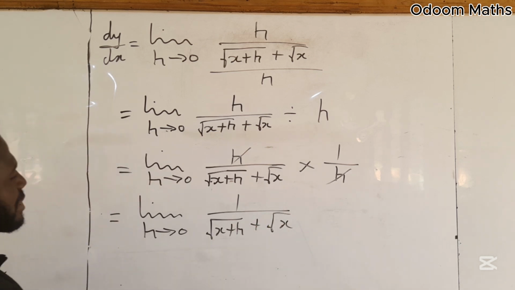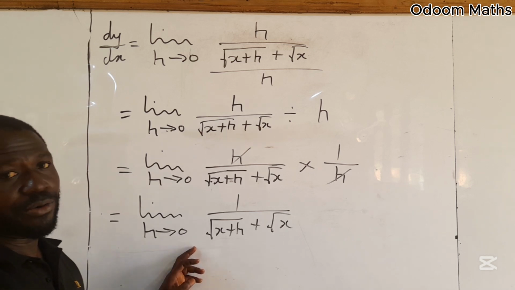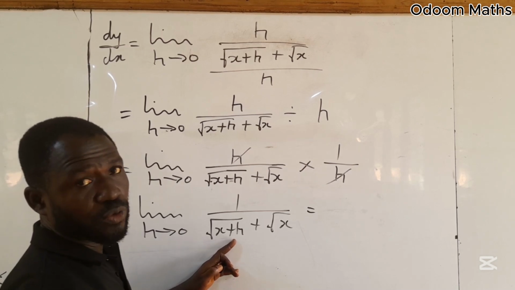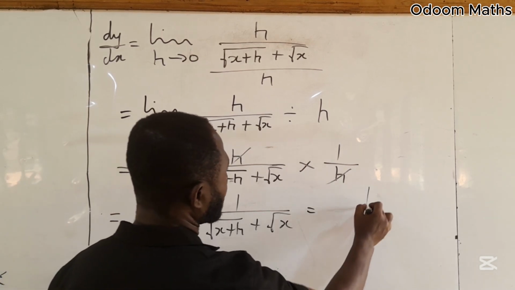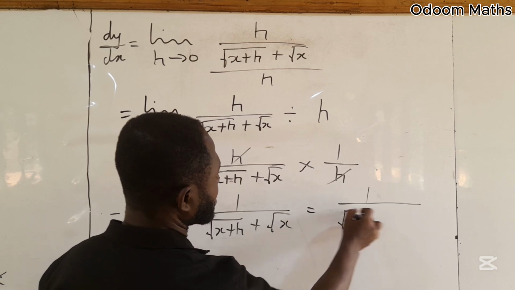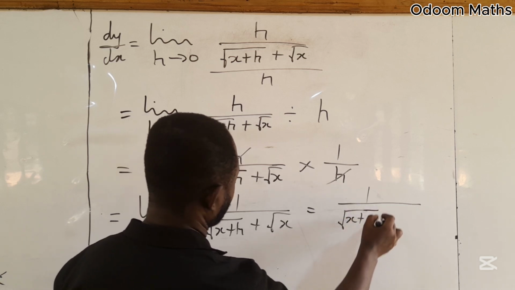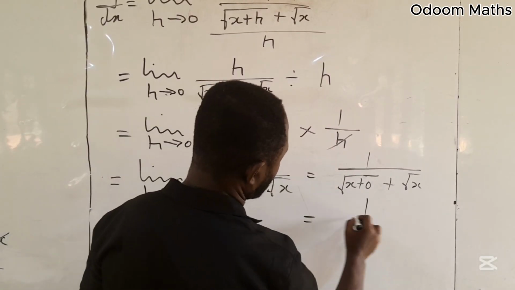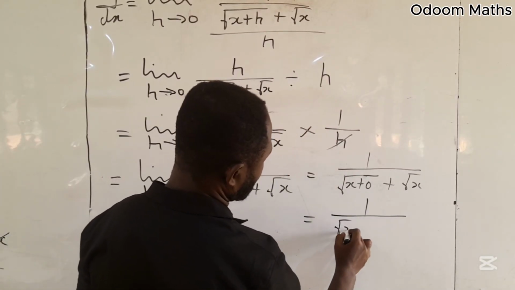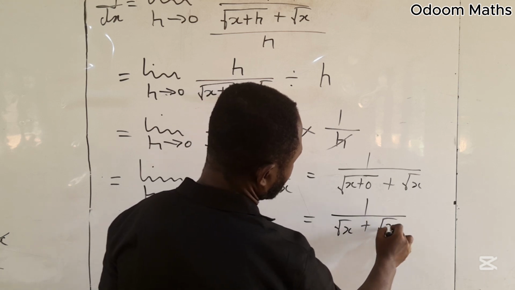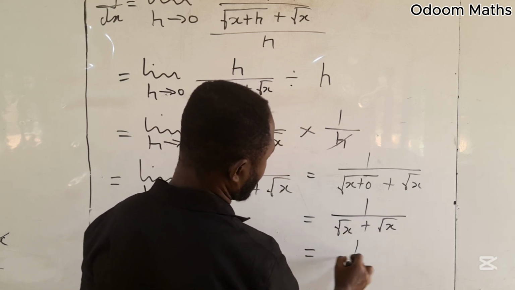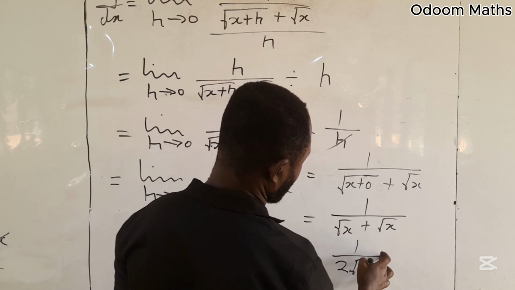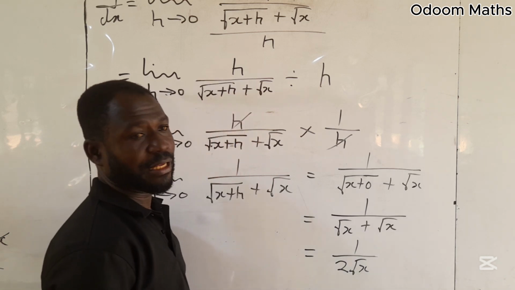Now as h approaches 0, it means that when we see h, we can put 0 there. So that is going to be 1 over (root x plus 0 plus root x). Here we have 1 over root x plus root x, and that is going to give us 1 over 2 root x. So this is the answer to this.